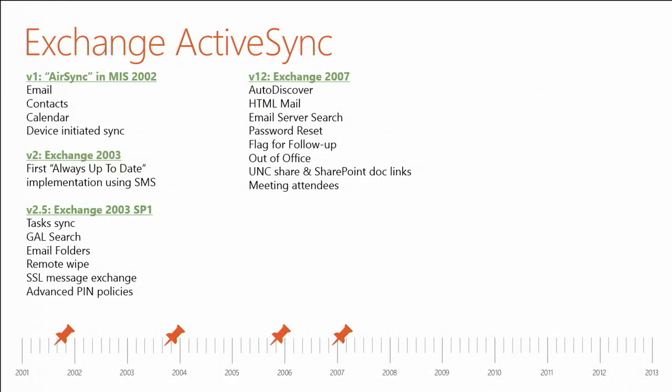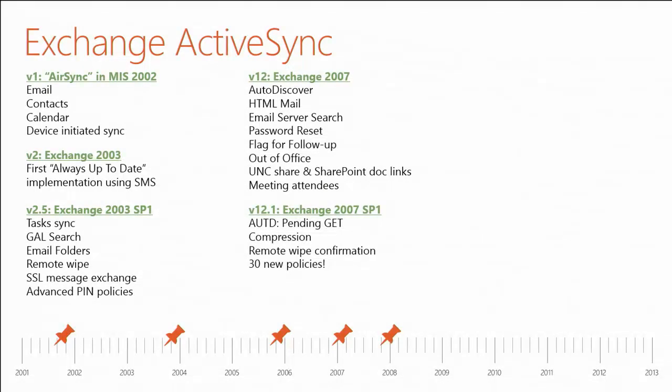The ability to password reset so that if you forget your password, you can initiate a reset from OWA and get back into the device. We added flags, out-of-office support, which is one that we still find not broadly implemented, but anybody who spends any time on the road finds terribly useful. We have the ability to access UNC shares and SharePoint doc links, and the ability to see meeting attendees in your calendar items.